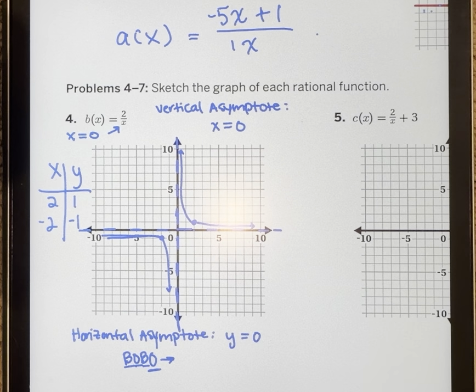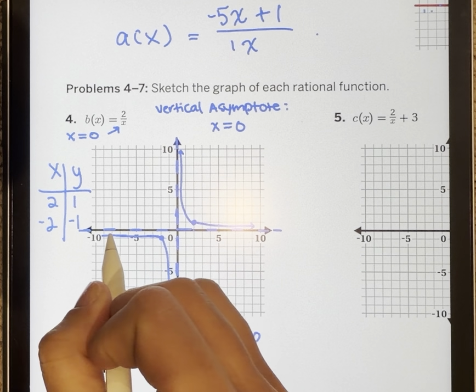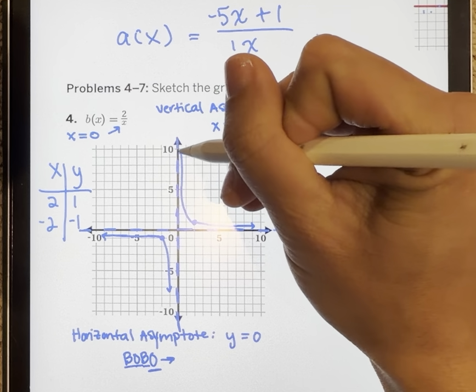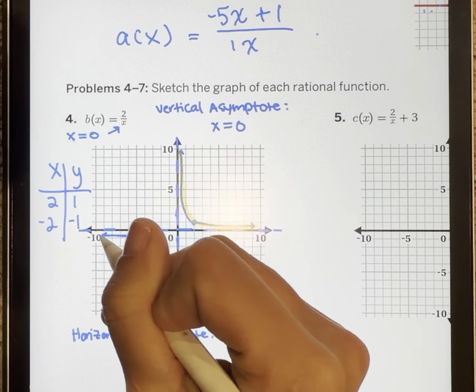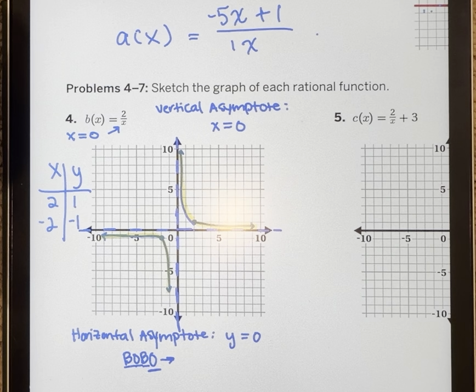You guys, I don't want any confusion about this. The asymptotes are lines that our graph does not touch. They're not technically part of the graph, okay? So the graph is actually just this portion right here, just so you know. But it's definitely very helpful to draw asymptotes.